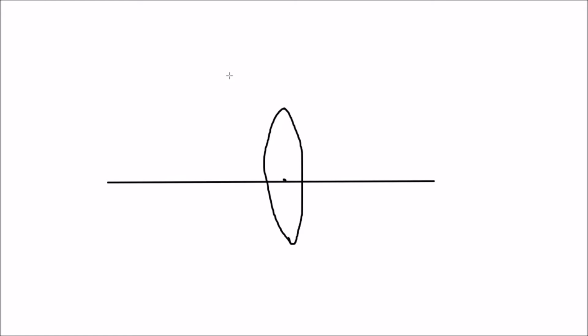As we know, this is the center point called the optical center. A ray which is passing through the optical center passes as it is, no refraction. This is like light passing normally. So no refraction, no bending, light goes as it is.